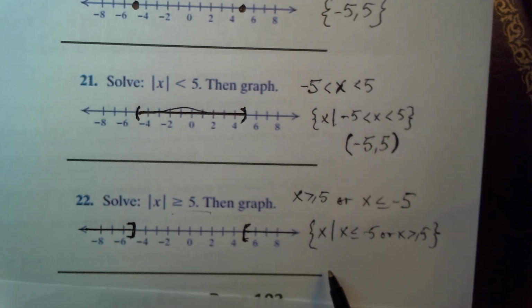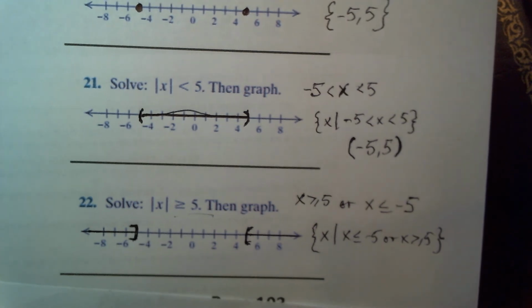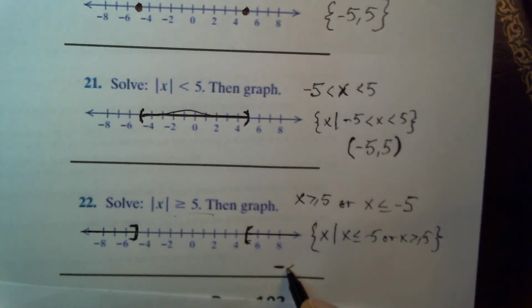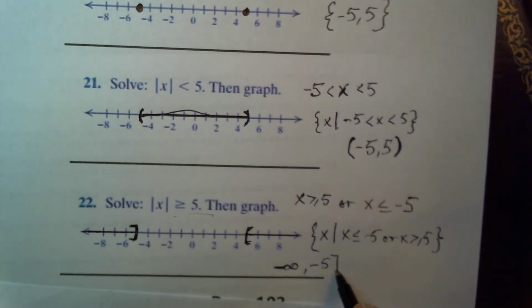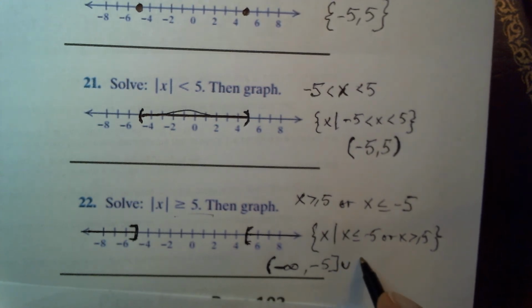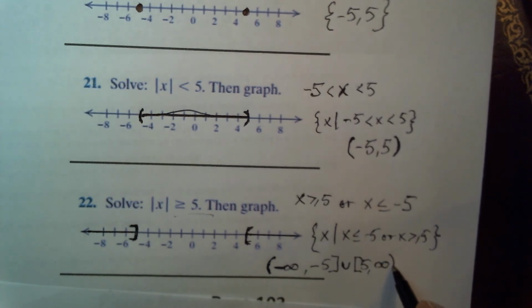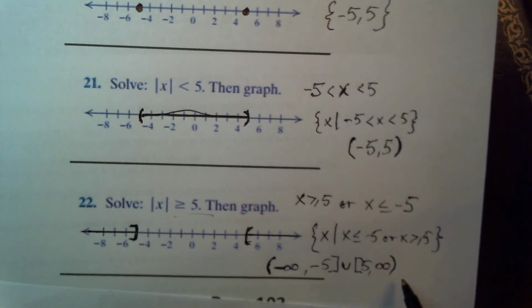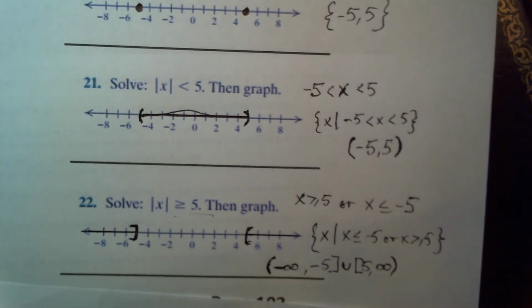And if we write it in interval notation, it would be the interval from minus infinity to minus 5, bracket, parenthesis, union the interval from 5 to infinity. So here we have the set notation, and here we have the interval notation for the solution, and here's a graph.